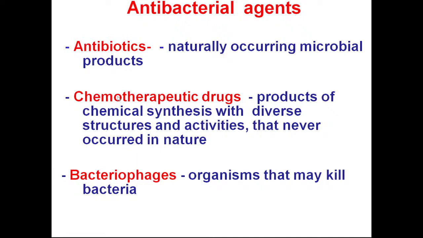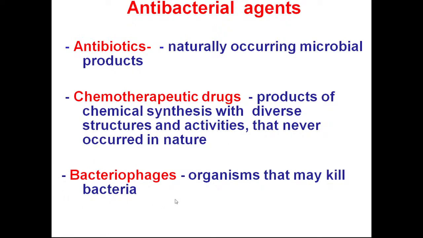Within those agents, we may distinguish some groups. And of course, the very first one is antibiotics, the most common, and these are the naturally occurring microbial products. Then we may have a group of antibacterial agents called chemotherapeutic drugs. They act against bacteria, but they are different from antibiotics. They are products of chemical synthesis with diverse structures and activities, and those chemical compositions never occurred in nature.